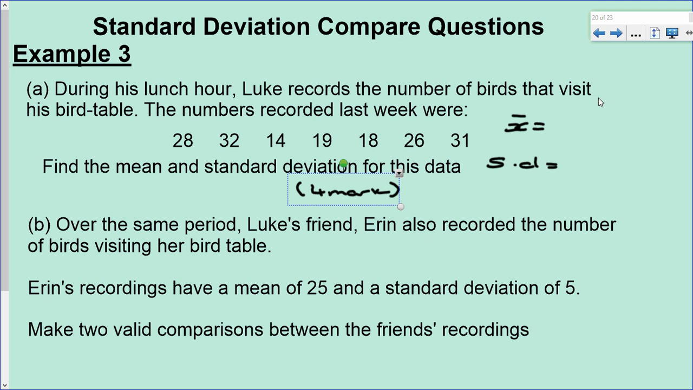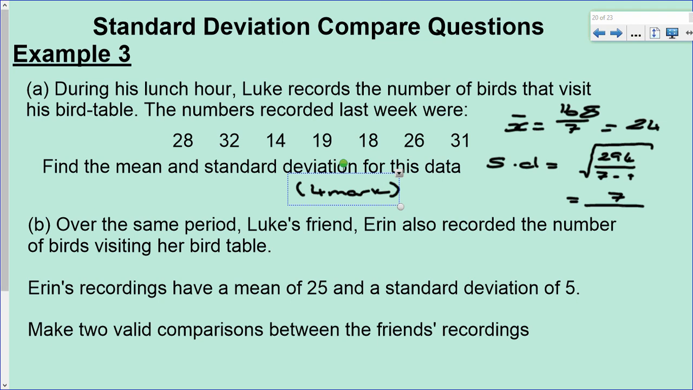So for x bar, or our mean, we're going to have 168, all divided by 7. So on average, we've got 24 here. And our standard deviation, we should get to the point where we get 294, all divided by 7, subtract 1, which is 7 on the nose.